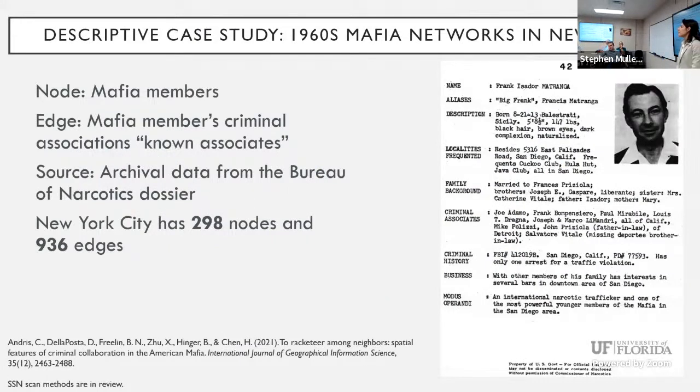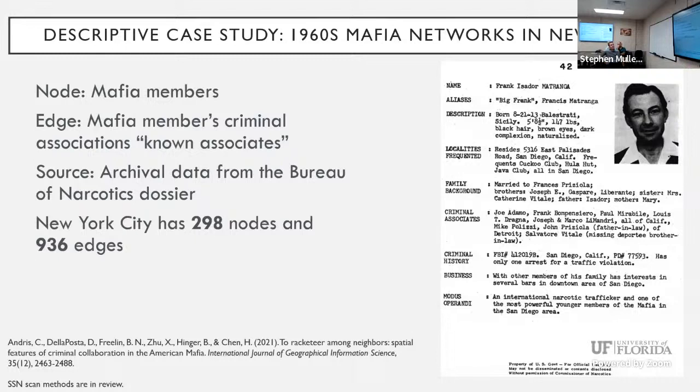So the first example is a rather descriptive case study from the 1960s data on mafia networks in New York. I collaborated on this paper with sociologist Dan Della Posa, who is a specialist on mafia. So what Dan did is he went through these paper dossiers that were collected in the 1960s by what's the modern day drug enforcement agency, the modern day DEA. It was the Federal Narcotics Bureau, and this was for a Senate investigation. So he went through the different dossiers and he extracted information about social networks.